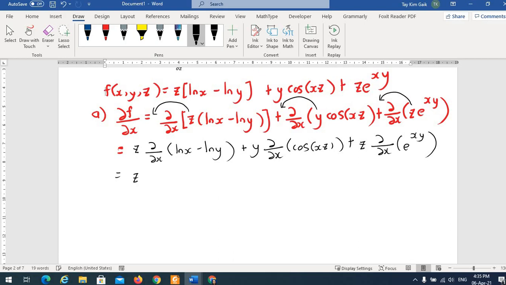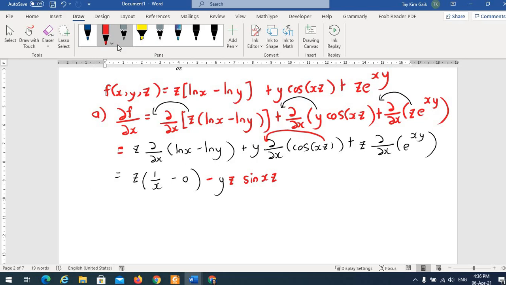Okay, del x of ln x is 1 over x. Del x of ln y, where y is constant. So del x of a constant, you have 0. So del x of cos xz, where the z is constant. Look, factor out here, so you have yz. Remember, differentiating cos is negative. That's why you have negative z sin xz.